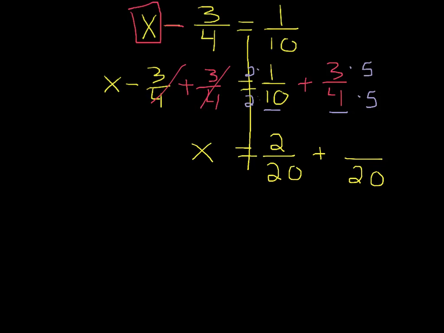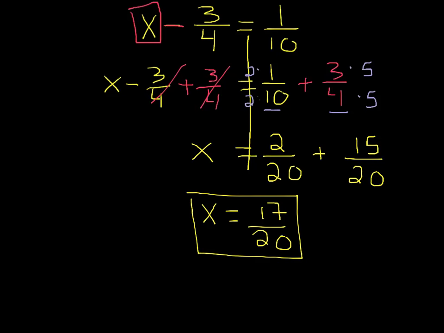3 times 5 is 15. And now, simplify. 15 plus 2 is 17. And 17/20. And that is already in simplest form. And then if you check it, you can just do it quick. 17/20 minus 3/4 should give you 1/10.